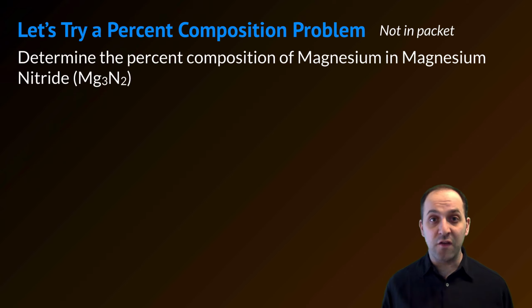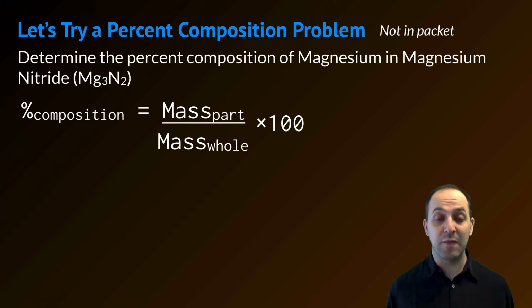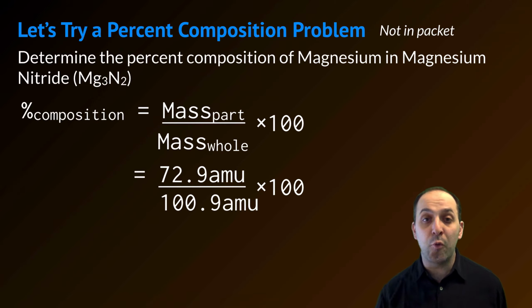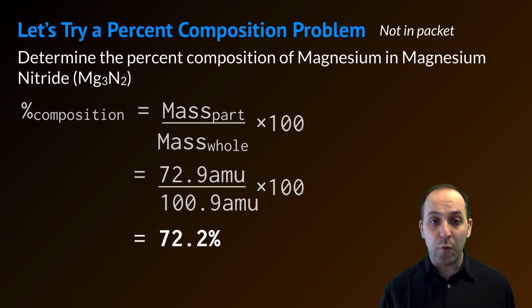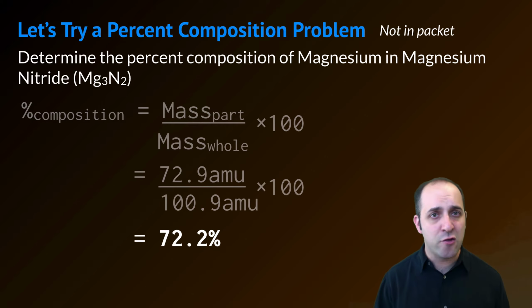Cool, so let's see how we did this. The first thing that we needed to do is, of course, use our percent composition formula. It's going to be the mass of the part divided by the mass of the whole times 100. Substituting in our values, we get a value of 72.9 AMUs for the total mass of magnesium in the compound and 100.9 AMUs for the total mass of everything in the compound. We're then going to do this math and multiply it by 100, and what we're going to wind up with is 72.2%. If you don't understand how I got either of these, you should probably go and re-watch our discussion on formula mass from our previous lesson.